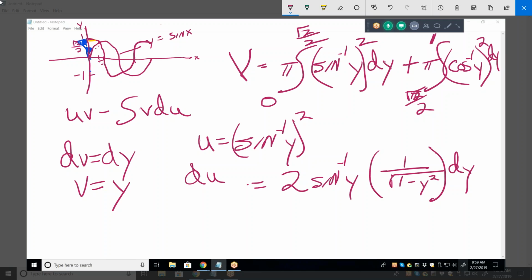Let's see, uv is what? It's y. I'm going to really start writing smaller. y times inverse sine of y squared. That's uv, minus the integral of v, which is y, times du. Now let's take that 2 out. Let's leave that in. Yeah, I can see what's going to happen here, I think.